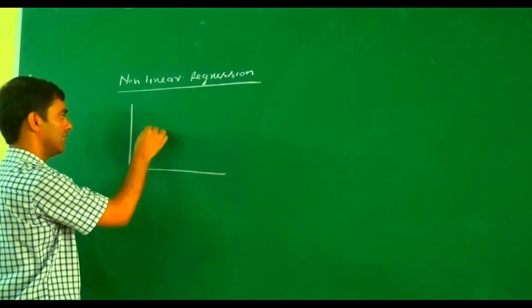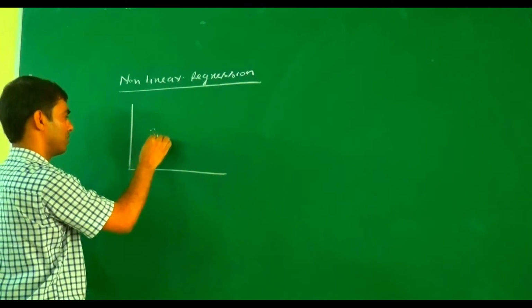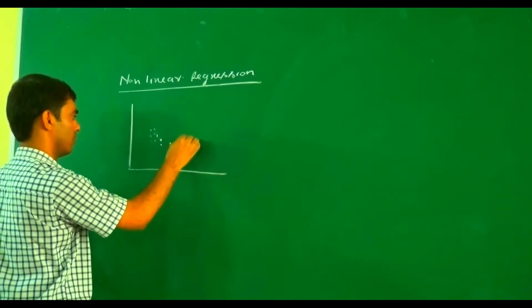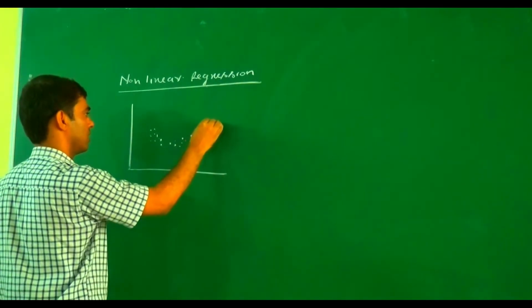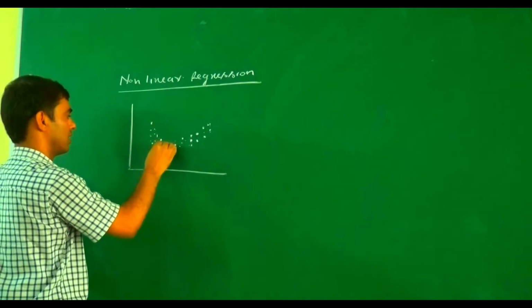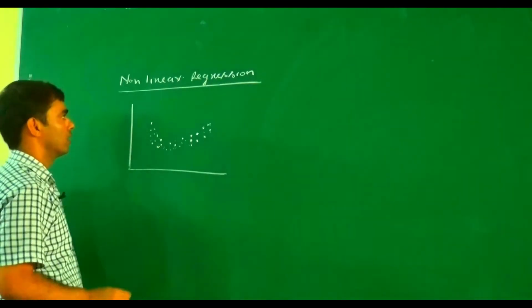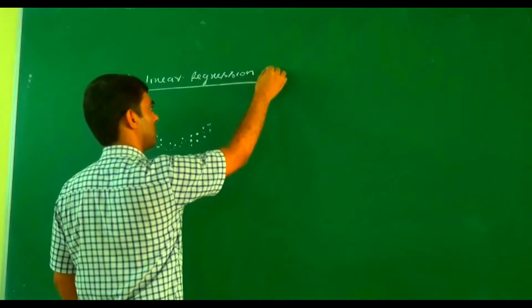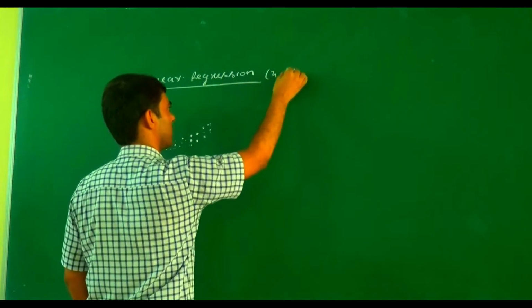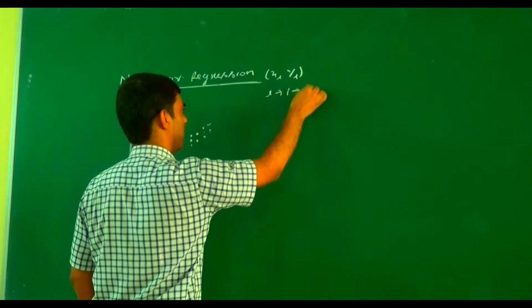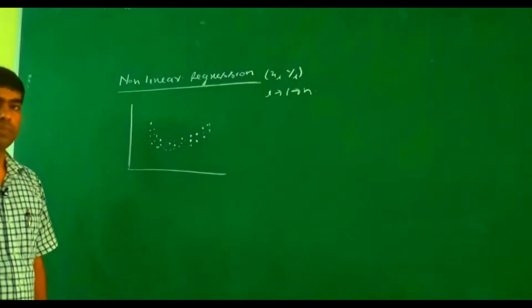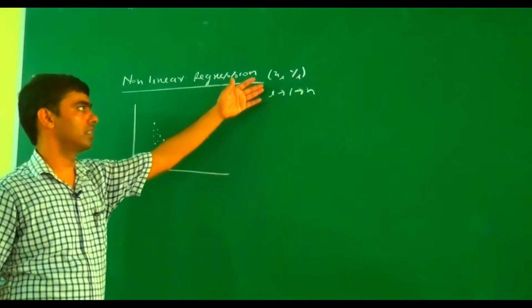then this one is not linear. Means like this one. In a previous lecture also we discussed like this one. These are the points, the scatter diagram. Nonlinear regression between what? xi, yi, where i ranges from 1 to n. So this is a bivariate distribution, meaning there are n data.